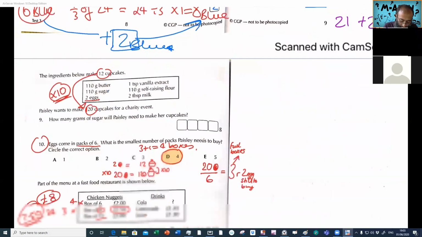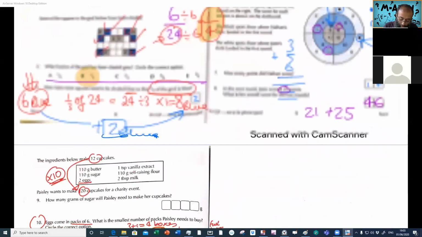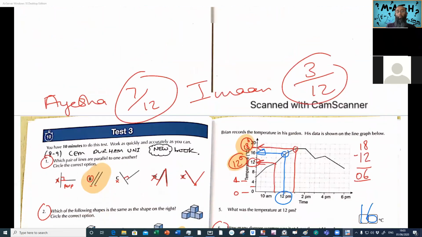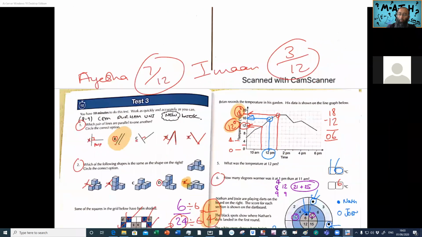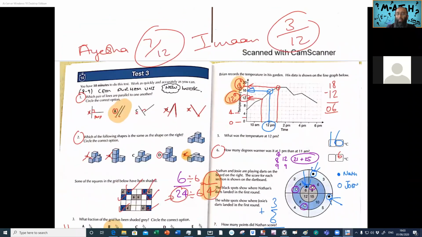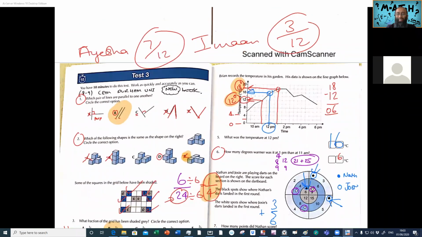Fantastic. These have already been done. Okay, that's lovely, folks. That's all done. Okay, Aisha, 7 out of 12 is not a bad score at all. Iman, a little bit on the weak side there for that 3 out of 12. Made too many mistakes there.